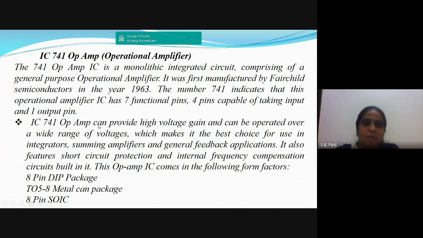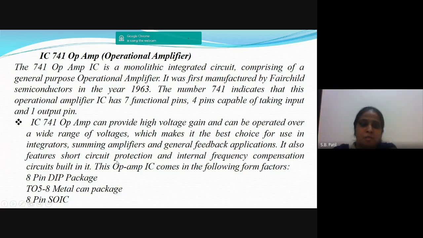So the IC741 operational amplifier can provide high voltage gain. We know that voltage gain is nothing but output voltage upon input voltage. That means the operational amplifier provides high voltage gain, and it is the most sensitive. It can operate over a wide range of voltages, which makes it the best choice for use in an integrator and summing amplifier. So the operational amplifier can be used as an integrator and a summing amplifier, and also in general feedback applications.